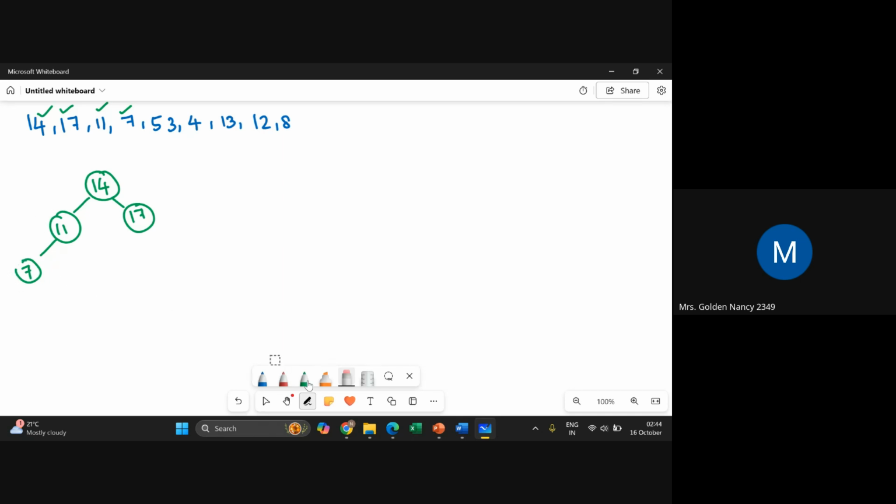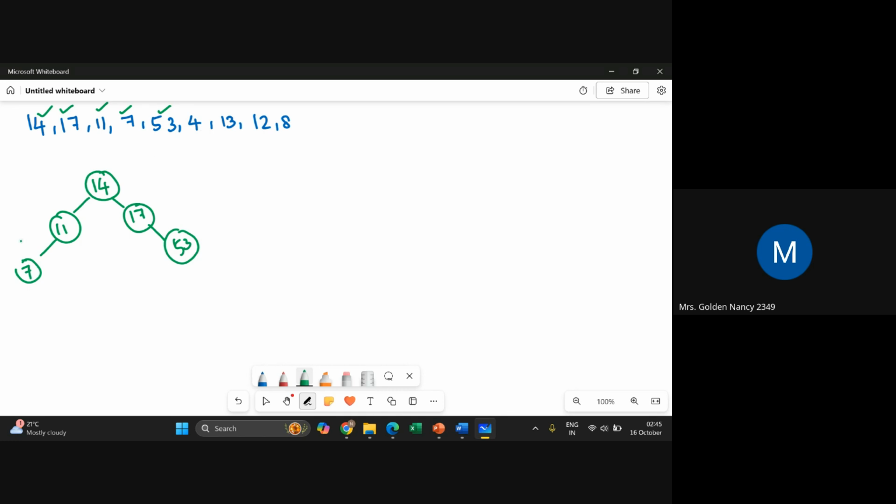So the next node to be inserted is 53. Where will you insert 53? Right subtree. 53 is greater than 14, so it will be in the right subtree. And you have another parent node, that is 17. 53 is greater than 17, so it will be in the right subtree of the right subtree.